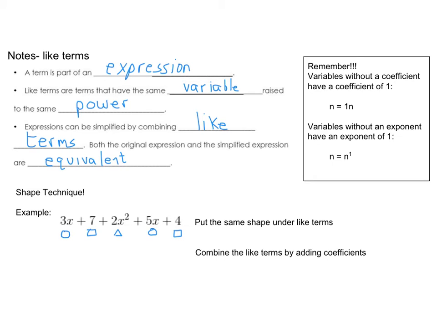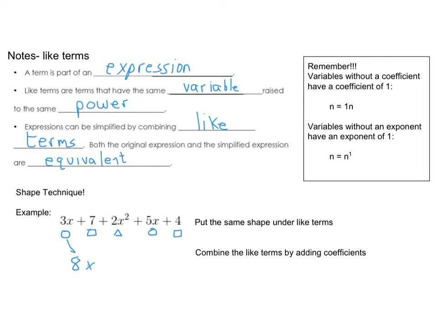Now we're going to combine the terms that have the same shapes. And we're going to do that by adding the coefficients. So I have a 3x with a circle and a 5x with a circle. I'm going to combine them by adding the coefficients and keeping the variable. So that's going to give me 8x.